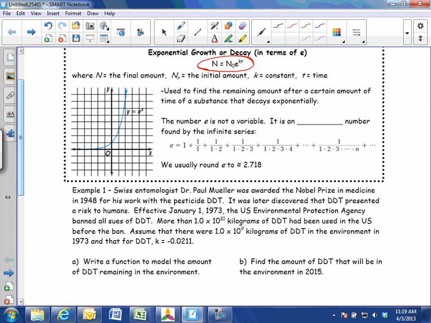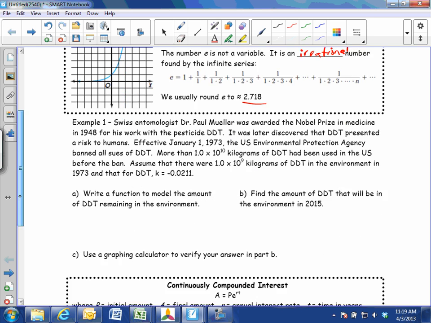So E is not a variable, E is an irrational number. Irrational meaning it's like pi, it just goes on forever and ever. And it's found by that series. Usually we round E to 2.78, but you can use your calculator to figure out the lower decimal places.